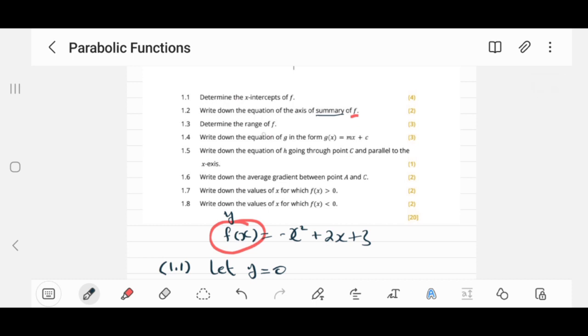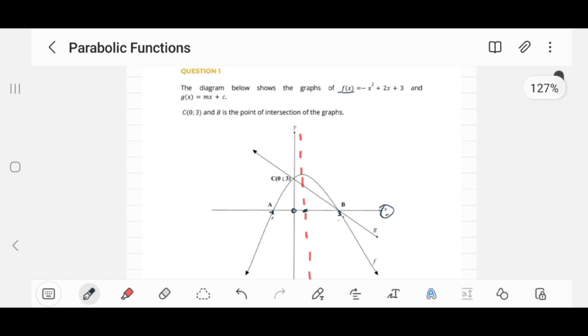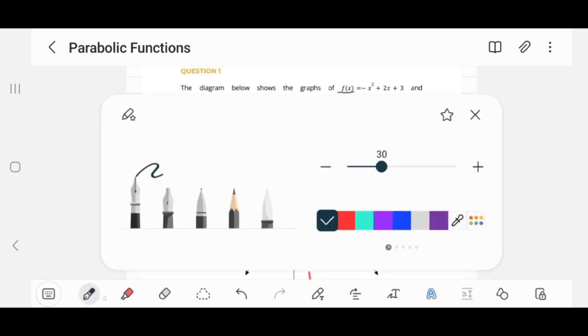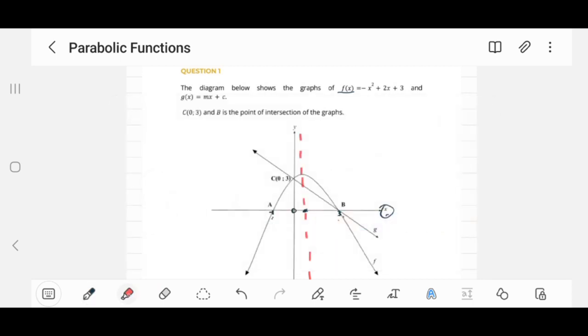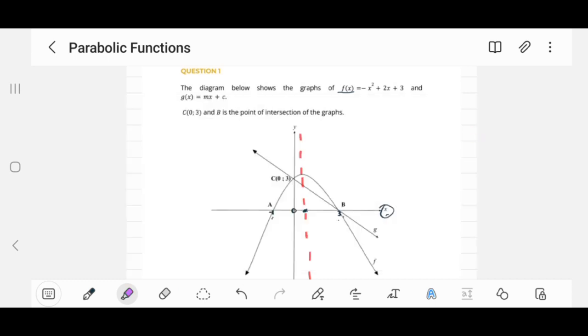And now they say determine the range of f. So we are still looking at f. Determine the range of f. The range speaks of all the y values. For the y values, I taught people that we use the horizontal test to look at the y values. So you always check the turning point. Here is the turning point.